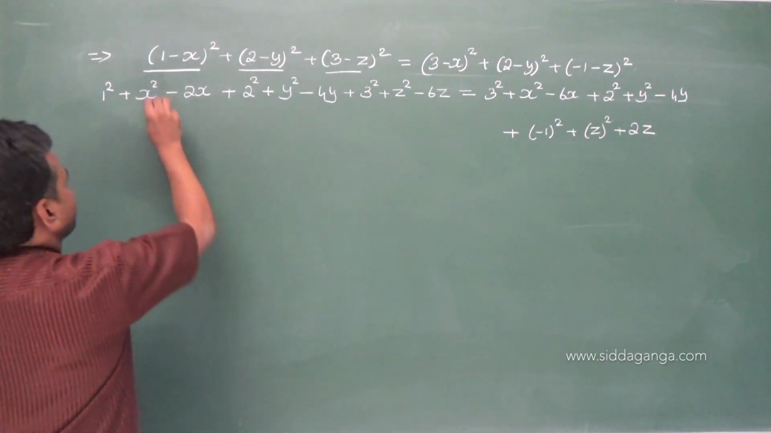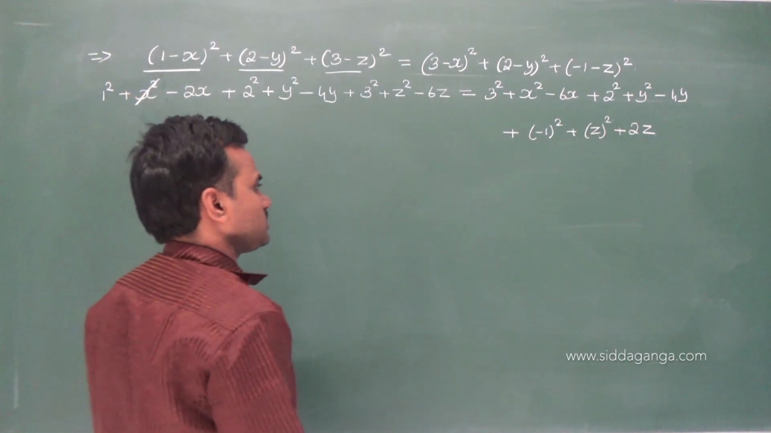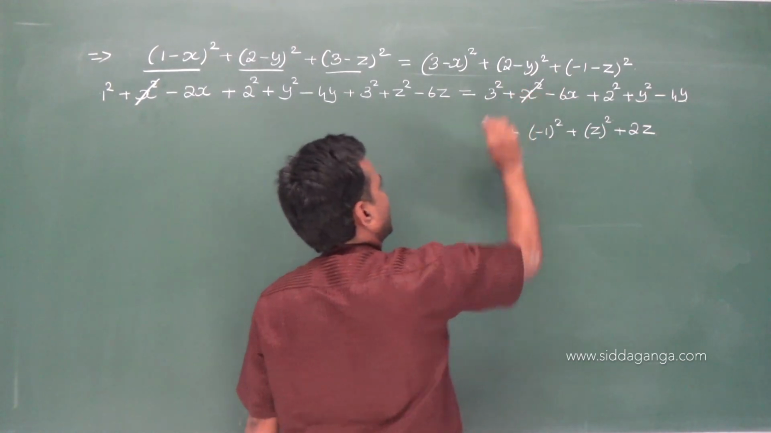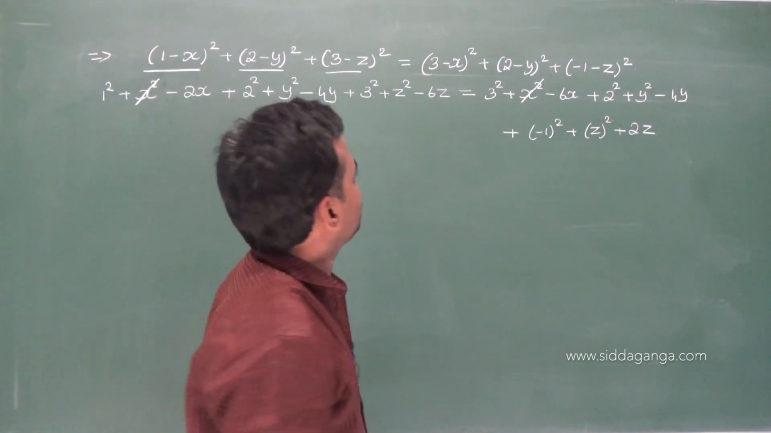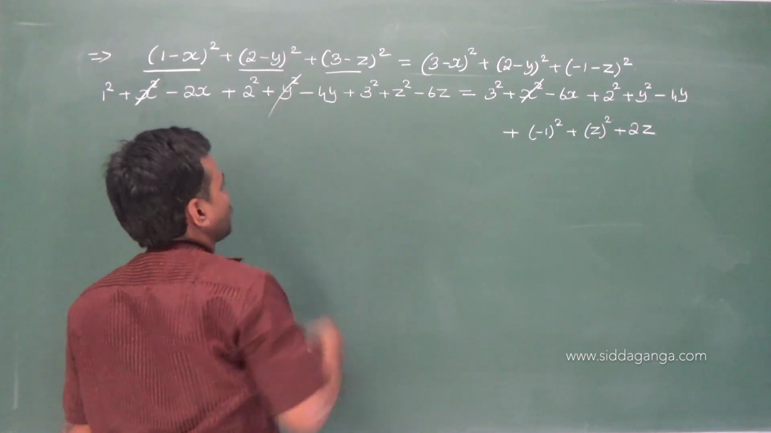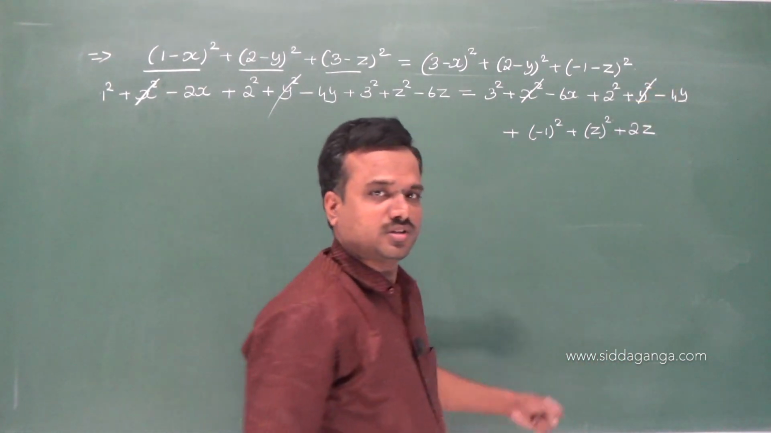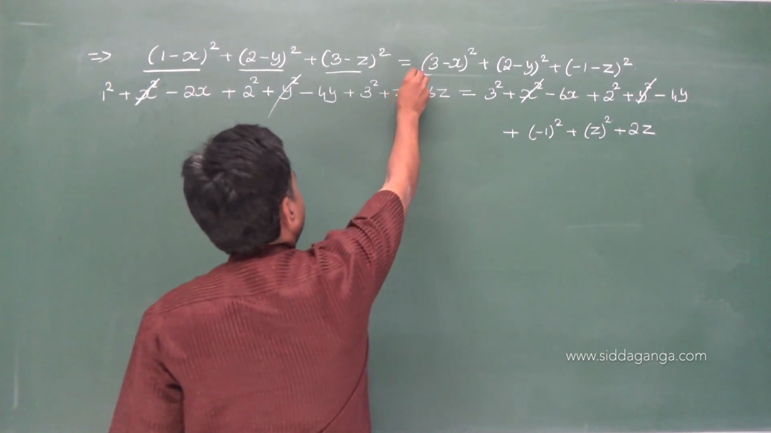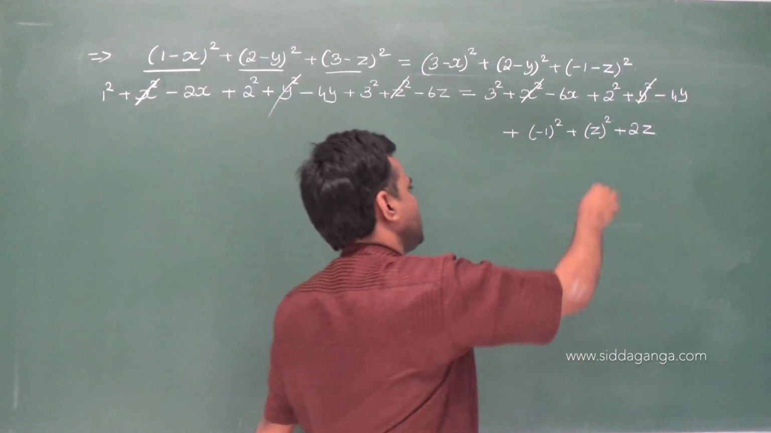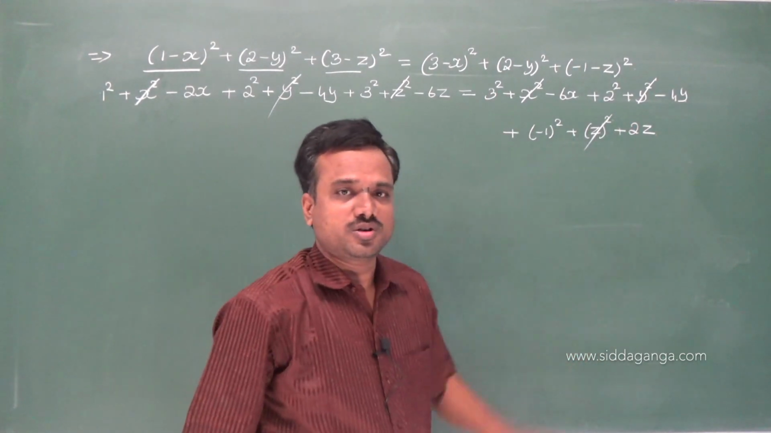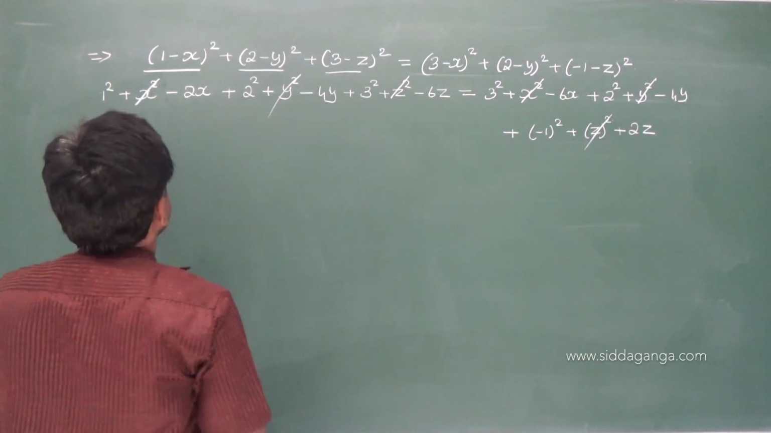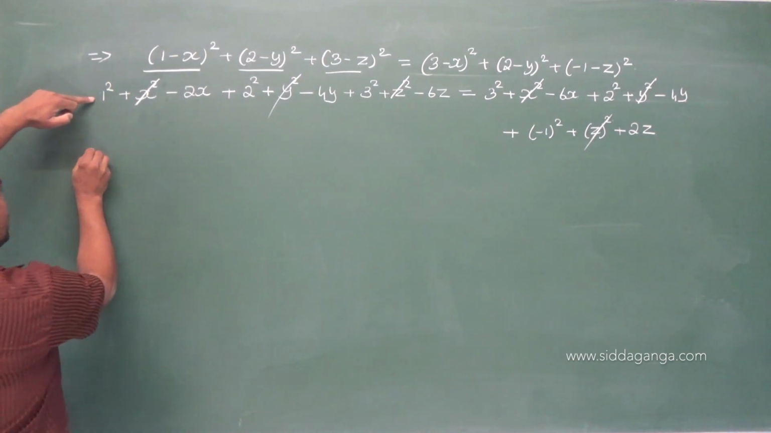Observe carefully. Plus x square in LHS and plus x square in RHS get cancelled. Similarly, plus y square in LHS and plus y square in RHS cancelled. Plus z square in LHS and plus z square in RHS, that also cancelled. Okay, simplified.